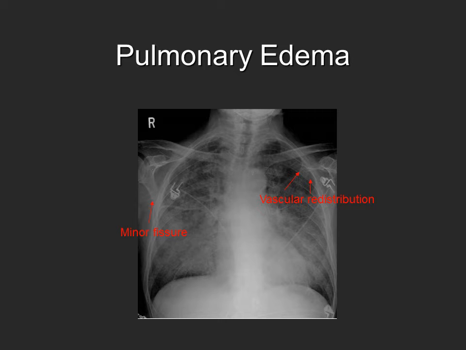On this chest X-ray, notice the reticular pattern and the thickened minor fissure. Also, notice the vascular redistribution, where the blood vessels in the upper lung zones are larger than the ones in the lower lung zones, which is the opposite of normal.